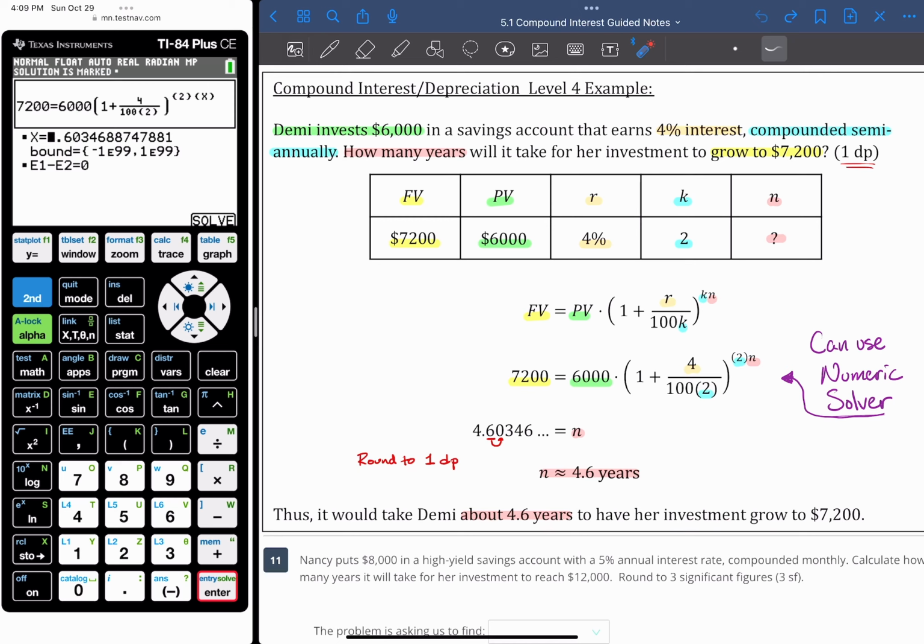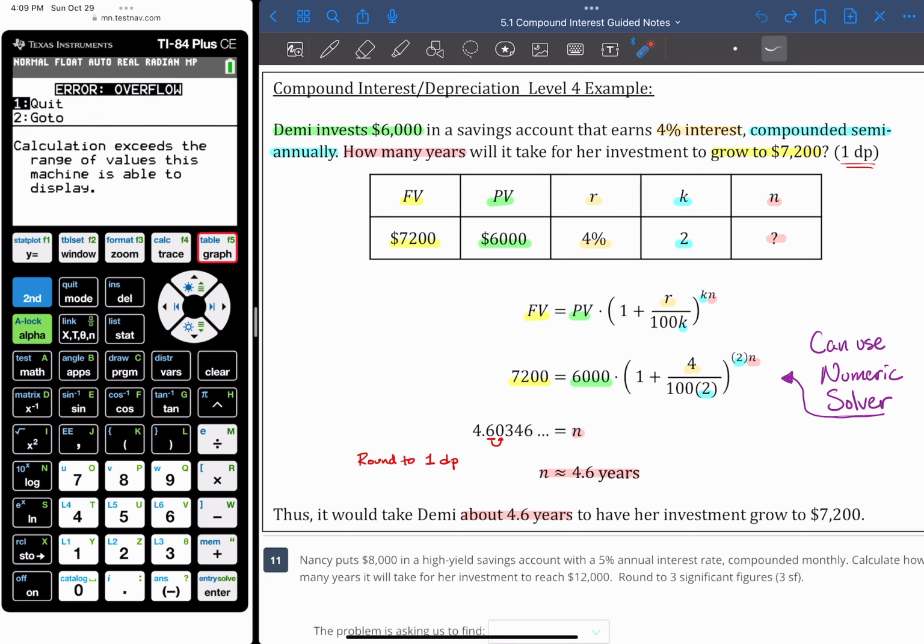Now, the one thing about this is sometimes when you're using your calculator multiple times, you're going to get something where it's going to have a value. Let's say you're going off of a previous calculation and you have a really large number in there. And if I press solve, it's going to think. You can see in the top right corner near the battery, it's thinking. And then I get an error. It's called overflow. So what's happening is the calculation exceeds the range of values this machine is able to display.